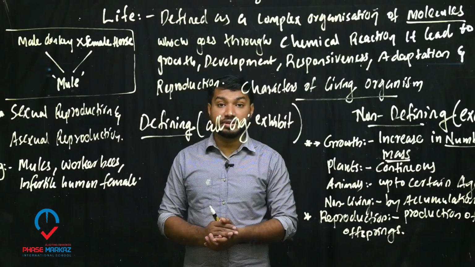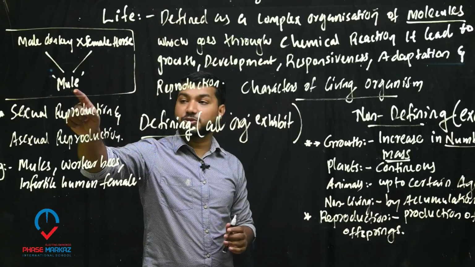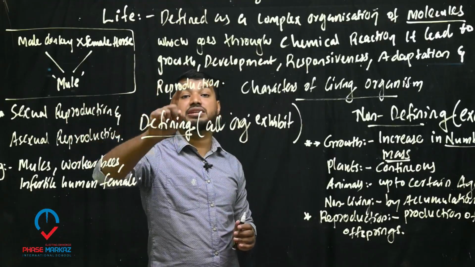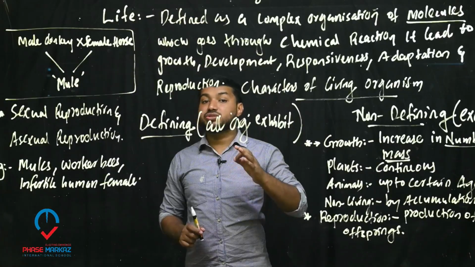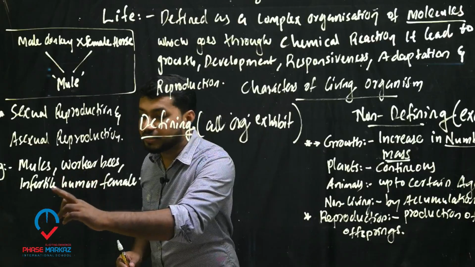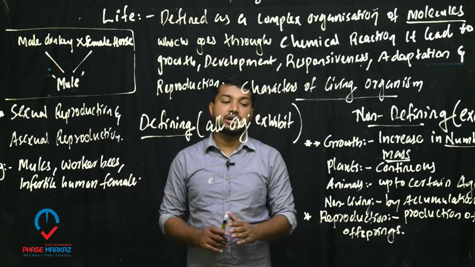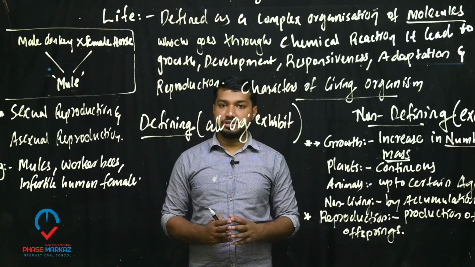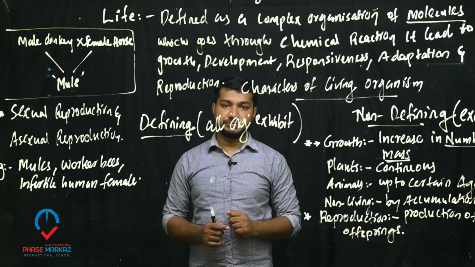That doesn't mean that the female is non-living; that female is living. A mule cannot produce children, offspring, but a mule is not non-living, a mule is living. So there is an exceptional case in reproduction, because some living organisms do not show the reproduction property. Examples: mule, worker bees, infertile human female, etc. So hope all of you are clear why reproduction is included in the non-defining property. So growth and reproduction are the non-defining properties.